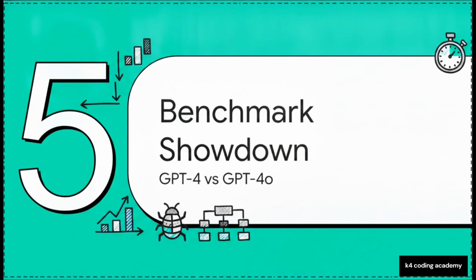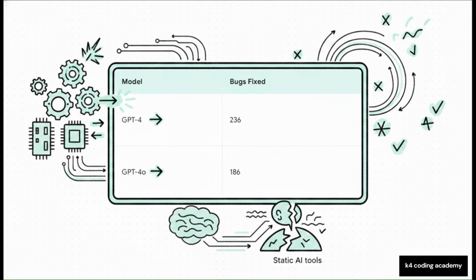All right, Section 5, the benchmark showdown. GPT-4 versus GPT-4o. Let's look at some hard numbers to see how these underlying models perform when they're supercharged with this dynamic trace data. This really illustrates the power of dynamic context. GPT-4, when paired with DynaFix, fixed a massive 236 single-function bugs. But what's even more impressive to me is that the faster, much cheaper GPT-4o model still repaired 186 bugs. So even the cheaper model, when given this execution-level dynamic information, absolutely crushes traditional static AI tools.